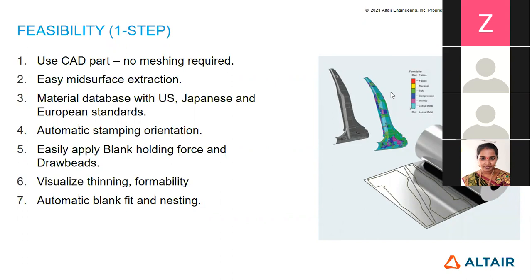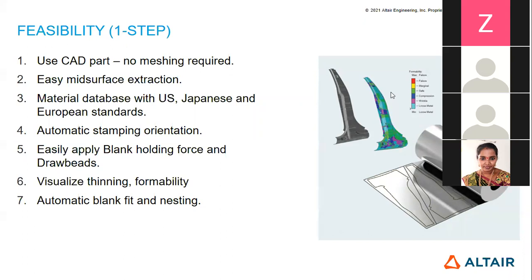Suppose, take an example. First of all, you should know about the feasibility. Suppose Maruti has sent me the finished product, then I should know whether it is feasible to manufacture by the press tool or not. So just to check the feasibility, we go for the feasibility check, or you can say the one step check.